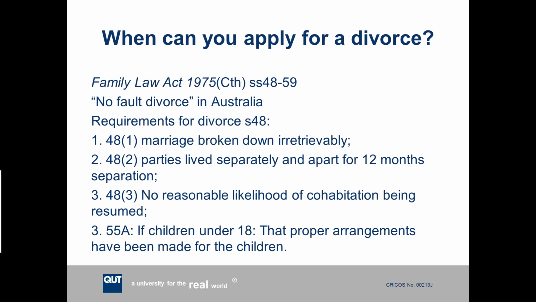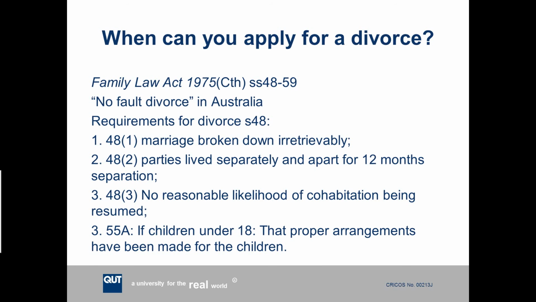However, now it's much more clear-cut. What you need to show to the court is the marriage has broken down irretrievably, the husband and wife have lived separately and apart for 12 months, and there is no reasonable likelihood of cohabitation being resumed. If they have children under 18, the court must also be satisfied that proper arrangements have been made for the children of the marriage.